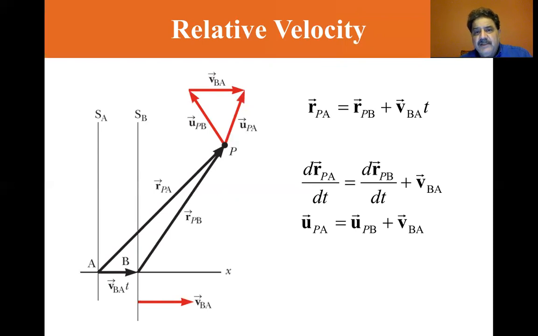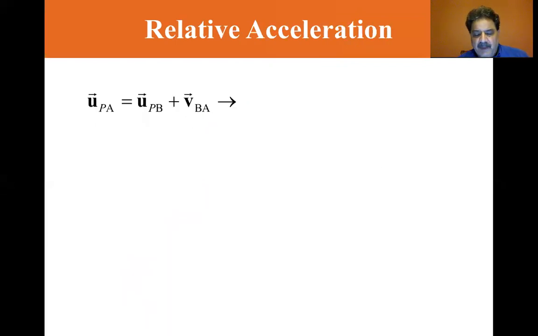Okay, these equations, RPA equals RPB plus VBA t and UPA equals UPB plus VBA, are called the Galilean transformation equations. They relate position and velocity of a particle as measured by observers in relative motion.